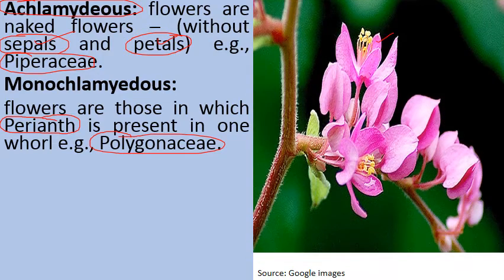So this is the photograph which shows the structure perianth. So in this flower, we are not able to distinguish between petals and sepals. Only a single whorl is present, and that is perianth. And its single unit is known as tepal.